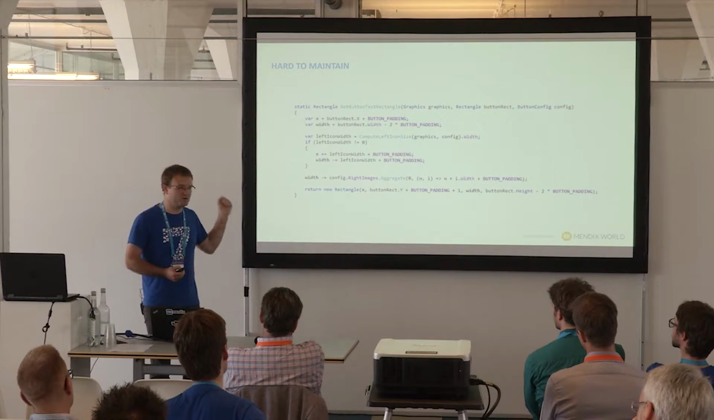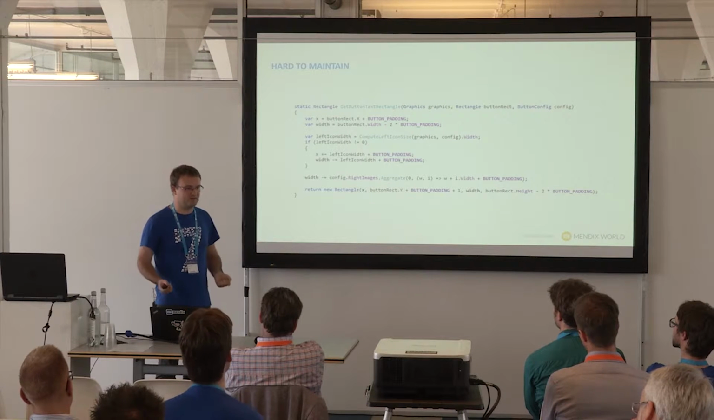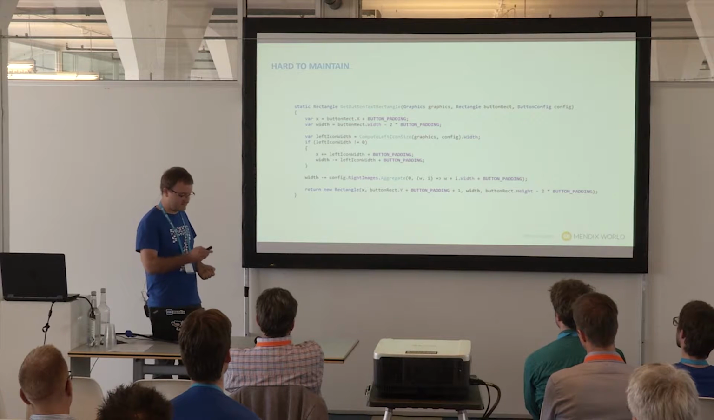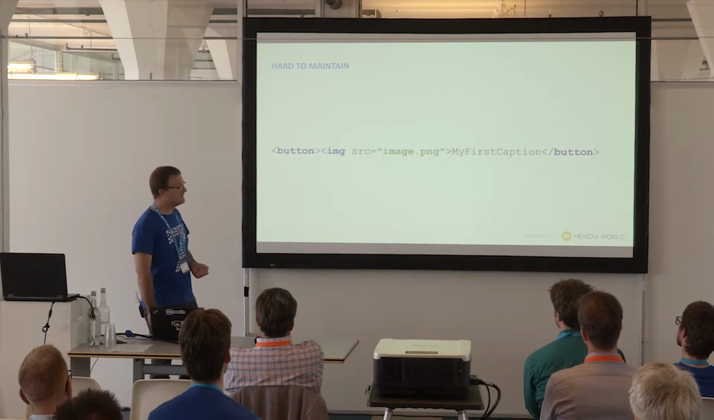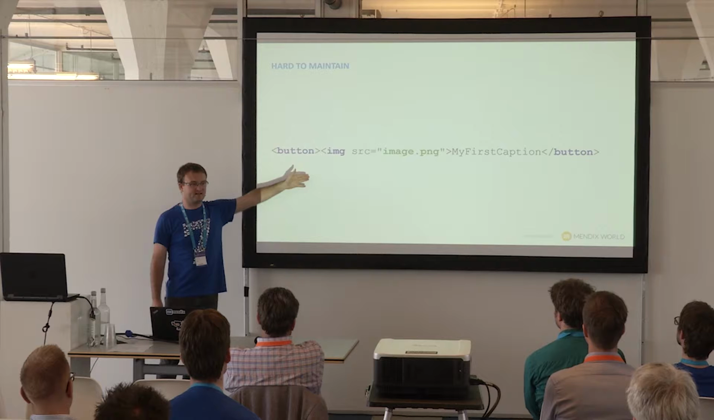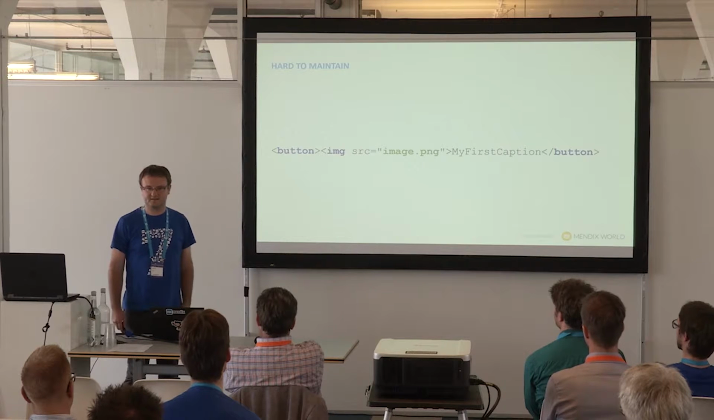We calculate all the coordinates, what to put it, how long the line has to be, which color we have to use. And what we actually want to write is this: I want to have a button with an image, and this is the image, and some text. And by the way, browser, figure it out.